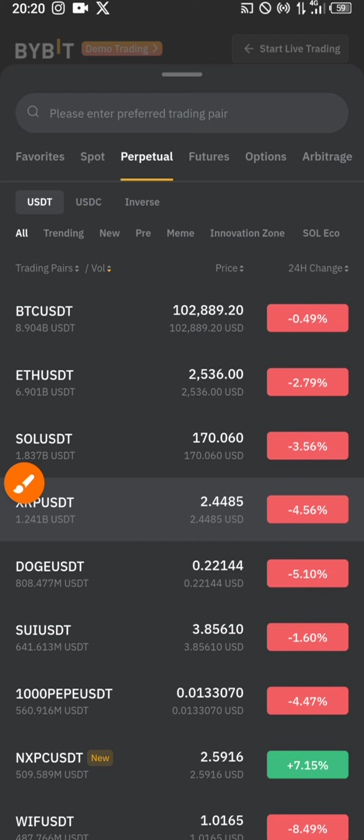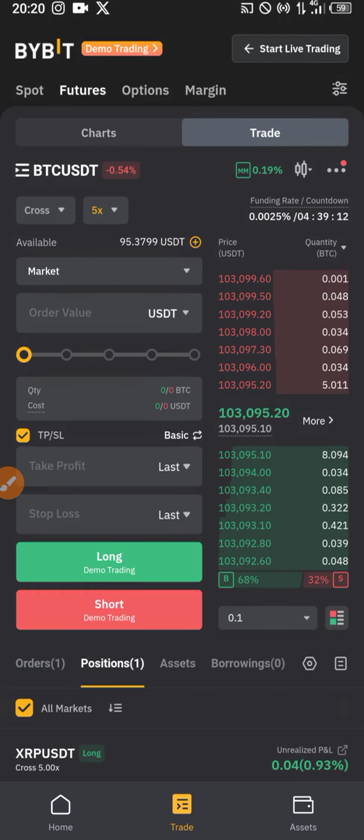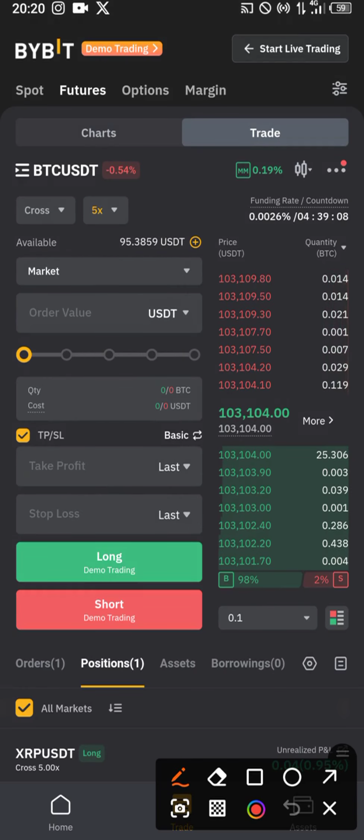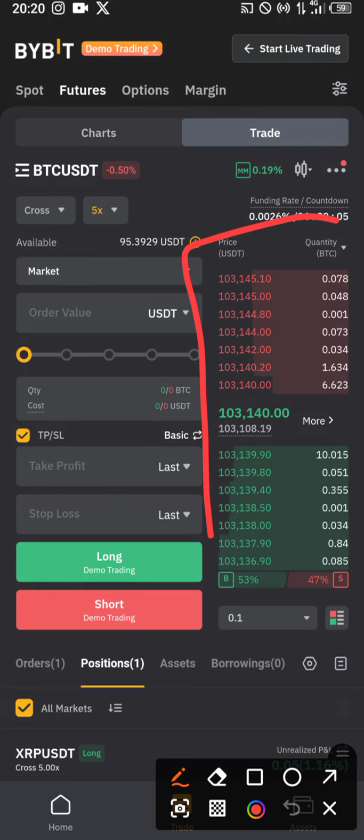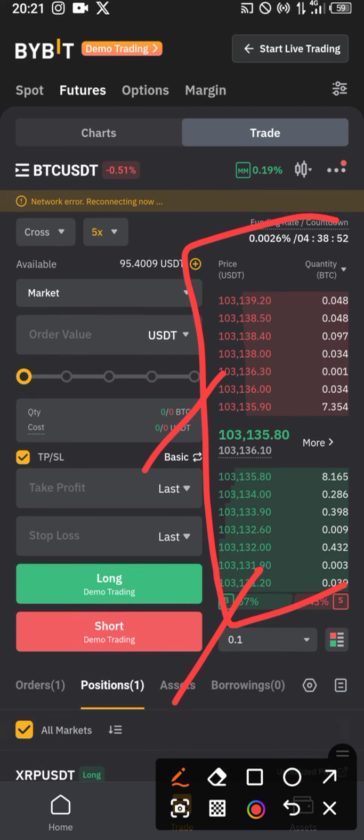Now let's check for BTC. You can see BTC is moving in what? In nanoseconds. I hope you can see the difference. The BTC order book is moving in nanoseconds. The one in red, these are the people that are selling. The one in green, these are the people that are buying.